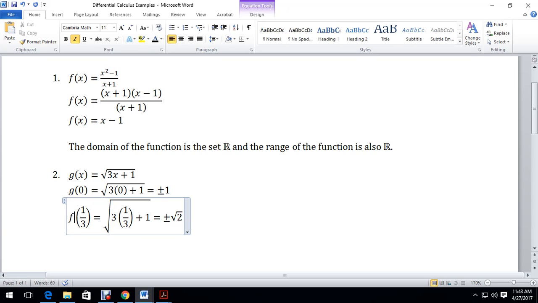Now suppose we assign, for example, fractions in our x, such as if we let x equal to 1/3. So plugging in 1/3 in our function, we have 3 times 1/3 plus 1. So this results into 1 plus 1, that gives us 2. And square root of 2 is a value that is in R. So both positive and negative of square root of 2 is a value in R. So therefore, an assignment of a fraction in our function is valid.